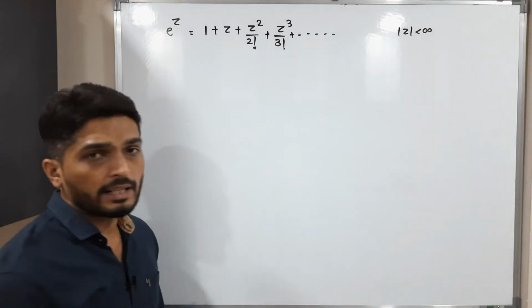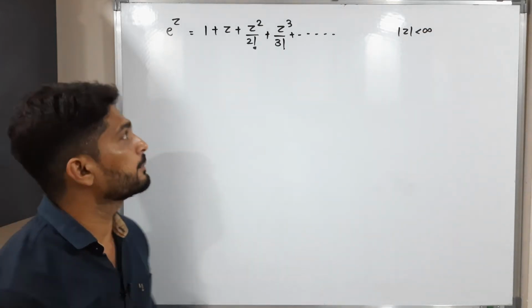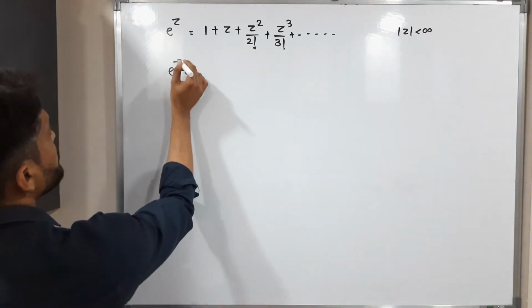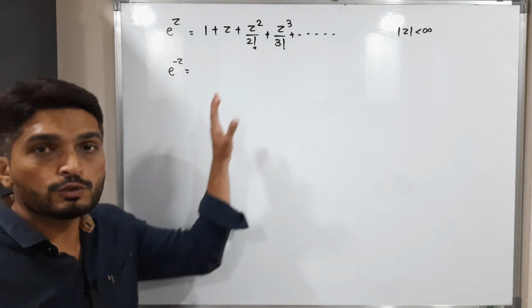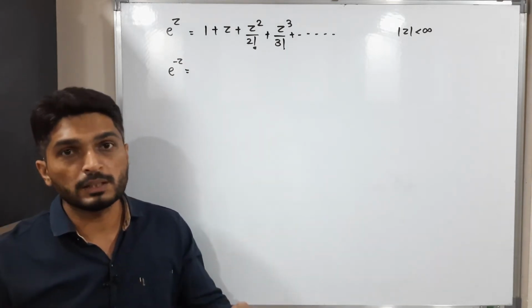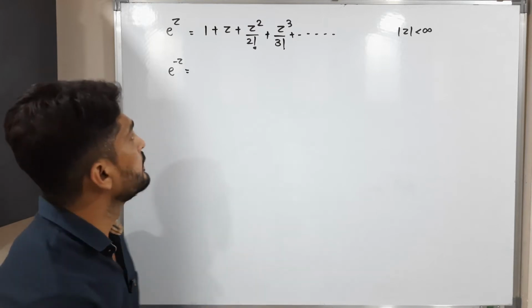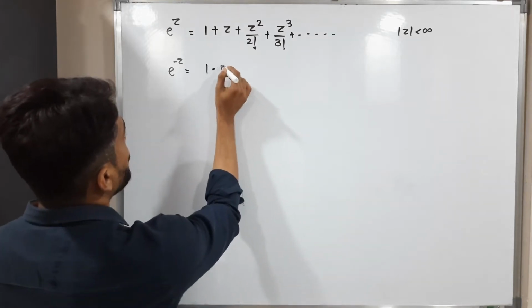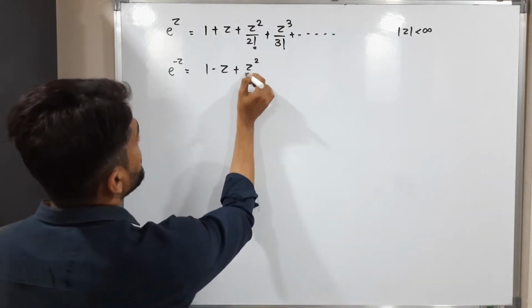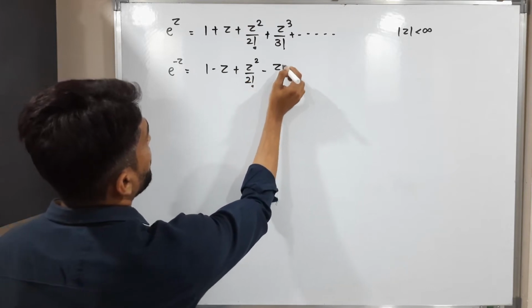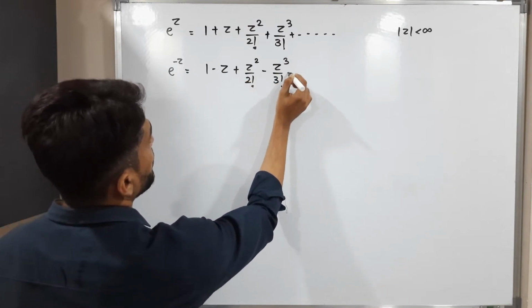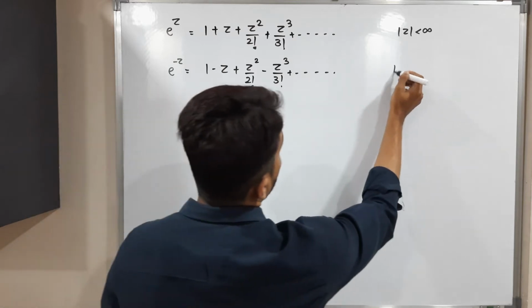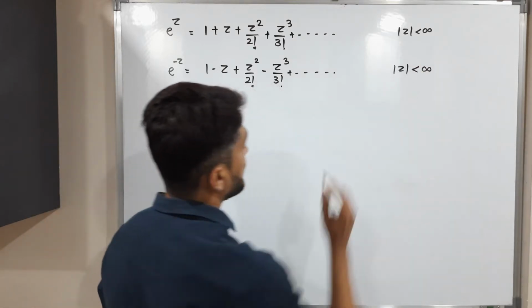That means this is analytic everywhere. Now I am writing the series of e raised to minus z. We should write the same series with simply alternating minus plus signs. So its series will look like this: 1 minus z plus z square by 2 factorial minus z cube by 3 factorial plus and so on. Again, the condition is mod z less than infinity.